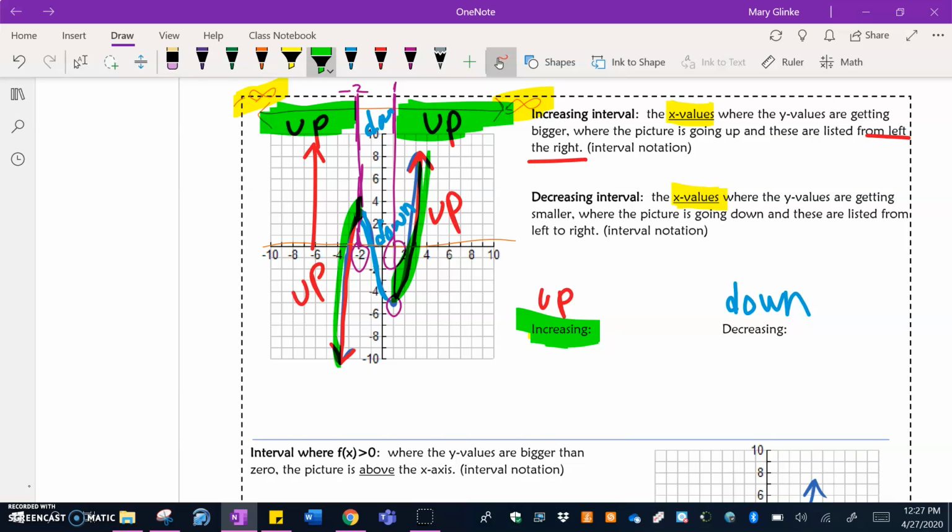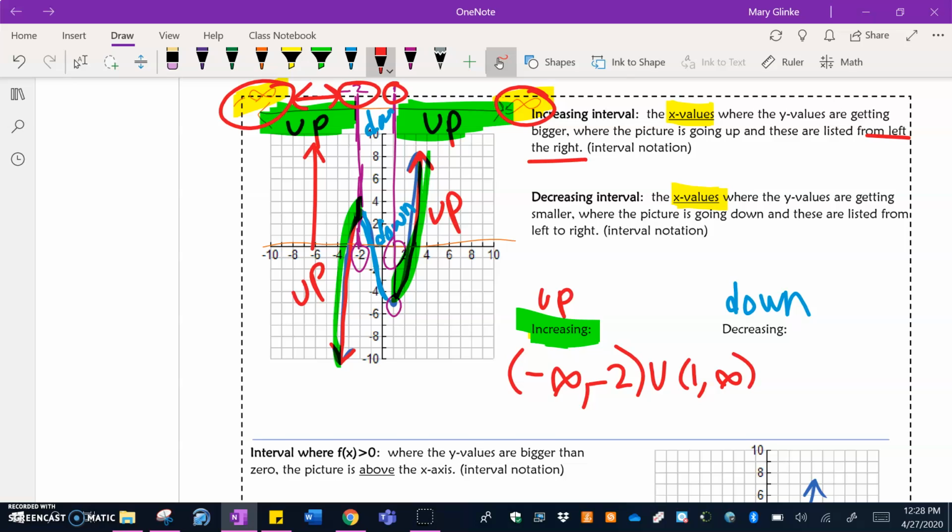From left to right, we're going to use negative infinity until it stops going up when x is negative 2. So this is the first interval from negative infinity to negative 2. And then all of a sudden it starts again when x is 1 and to the right forever. So my increasing is from negative infinity to negative 2, and then again from 1 to positive infinity. I'll do another video with another example of these in your practice problems just to help a little bit more.